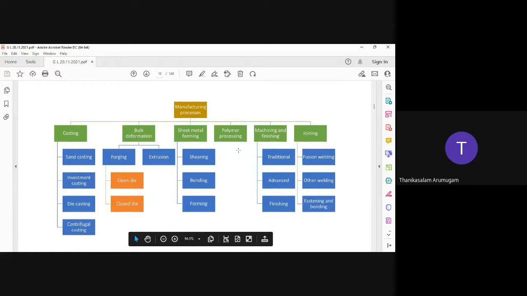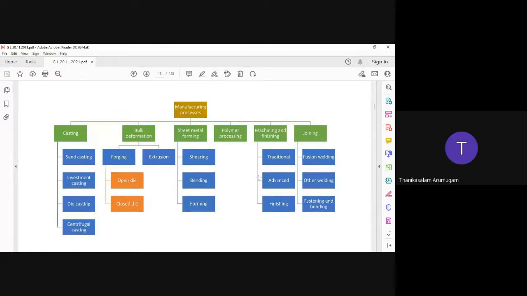See this. Generally, these are the total manufacturing processes we are following: casting, sand casting, investment casting, die casting, centrifugal casting, then bulk deformation, forging by using hand tools or die, then the extrusion process, sheet metal forming, shearing, bending, these are sheet metal processes, then polymer processing, polythene cover, then machining and finishing, traditional and advanced finishing, joining, fusion welding, other welding. These are the manufacturing processes. Casting, forging, sheet metal, polymer, this plastic forming process, and the metal joining process.